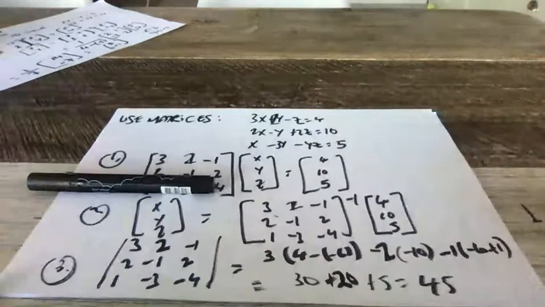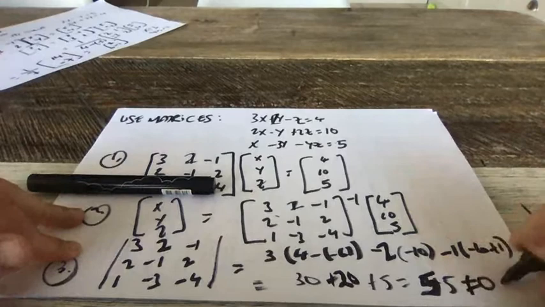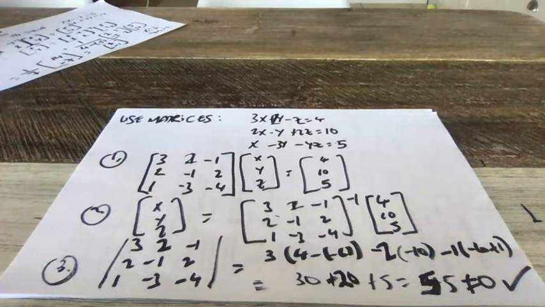Sorry about that. So you get 55, which is not equal to 0, which is great. Yay! So we can now solve for X, Y, and Z. If this determinant was 0, you walk away. All right? You can't do it. You can't find X, Y, and Z. Okay, so that's the first thing you do.